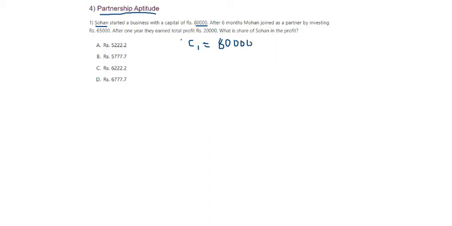After 6 months, Mohan joined as a partner by investing rupees 65,000. So this is Sohan, S1's Sohan, with capital C1. And the capital of Mohan is C2, which is 65,000. Let's remember it this way.